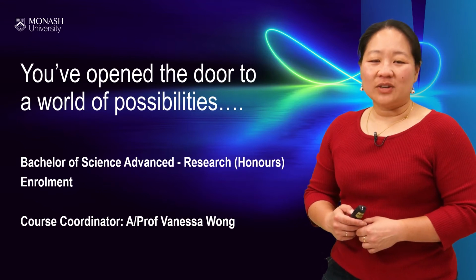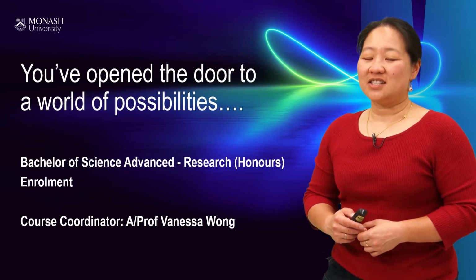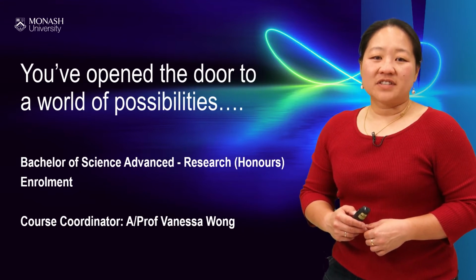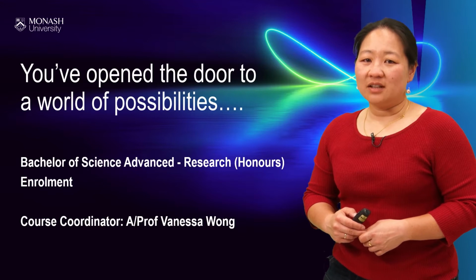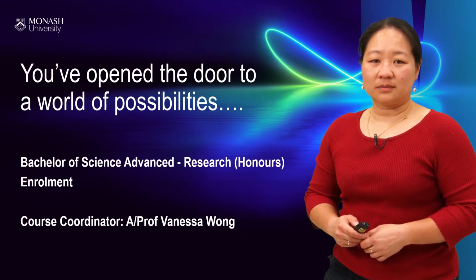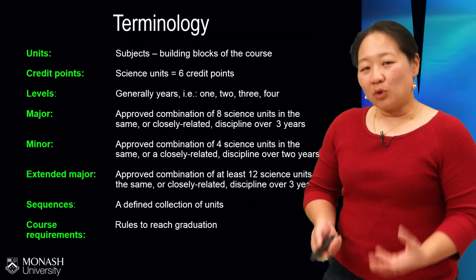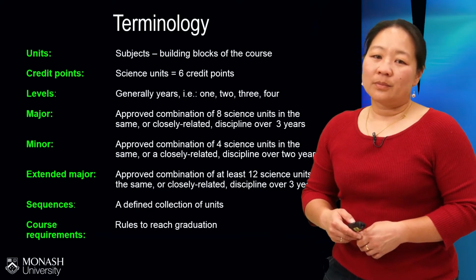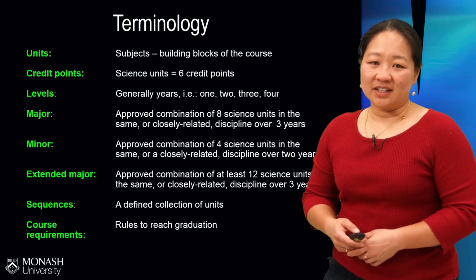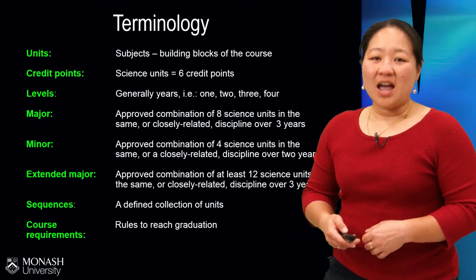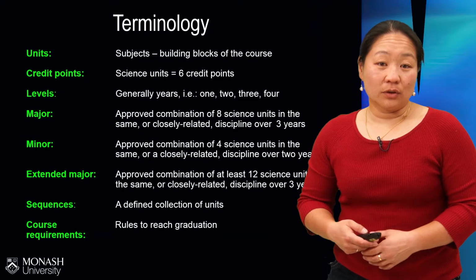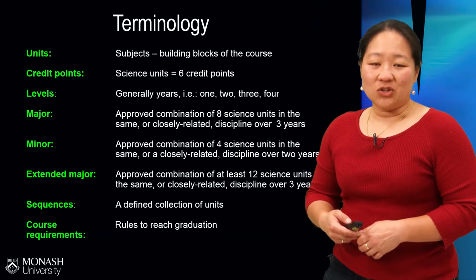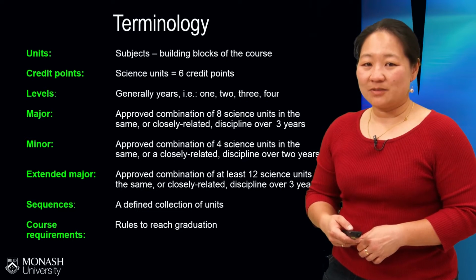Today is about giving you an introduction to the Bachelor of Science Advanced Research Honours degree and an overview of some of the main things you need to be familiar with in order to enrol. You've probably already started to hear some pretty unfamiliar language. Broadly, these are some of the things you should understand now as you go through the process of enrolling. The main terms you are likely to keep hearing are units, major and sequence.